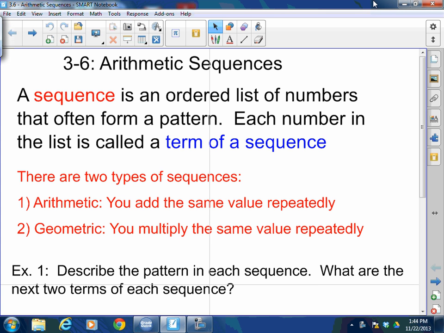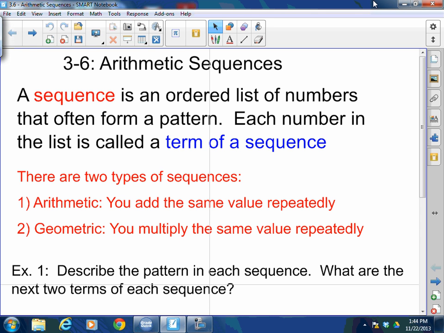Today we are going to wrap up Chapter 3. We're going to talk about 3-6. We're going to learn about arithmetic sequences. Any sequence is an ordered list of numbers that often form a pattern. They don't necessarily have to form a pattern, but for the most part, ordered sets of numbers usually form some sort of pattern. And this pattern is the sequence. Every number in the list is called a term of the sequence.